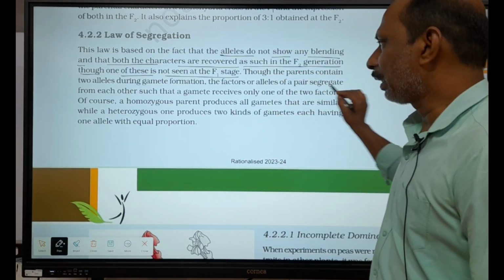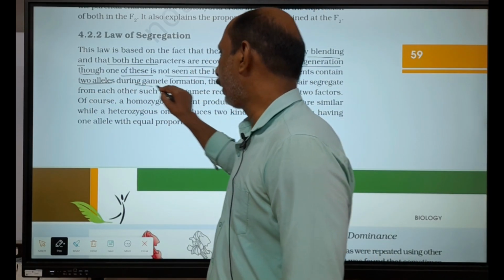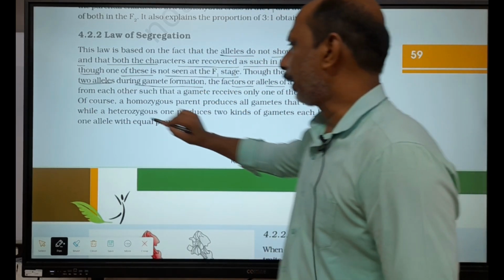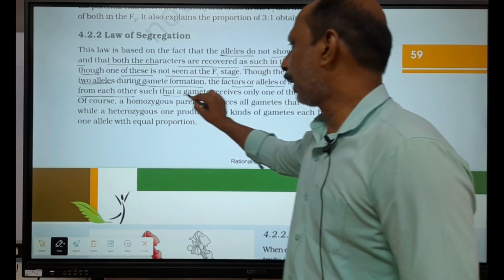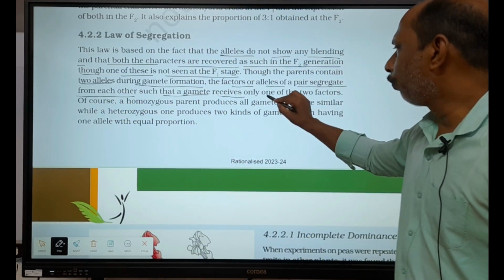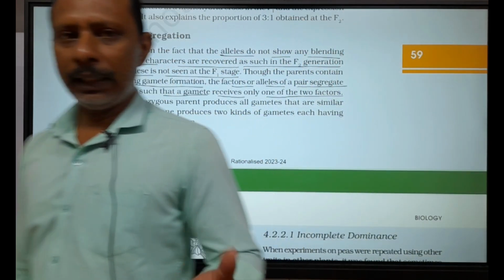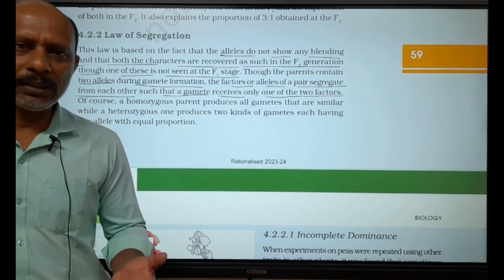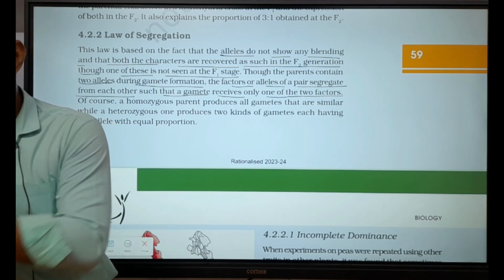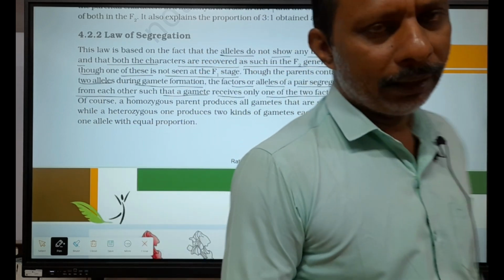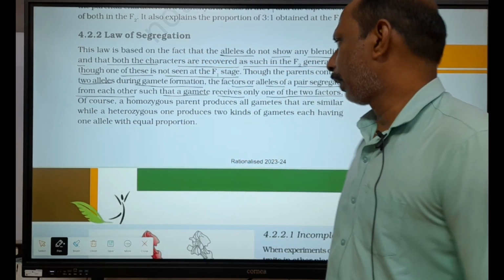Though the parents contain two alleles, during gamete formation the factors or alleles of a pair segregate from each other such that a gamete receives only one of the two factors. Only one of the two factors. Like in human male, one X goes in one gamete and Y goes into the other gamete. Only one is going in.